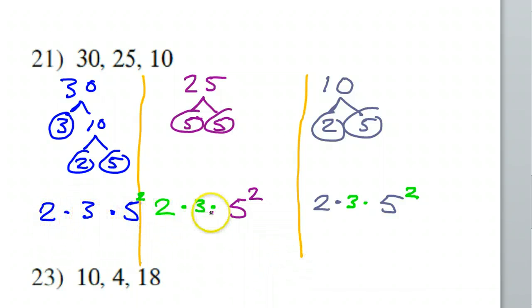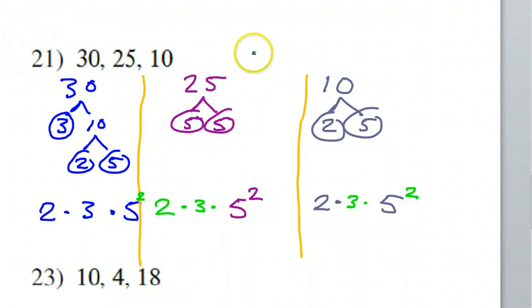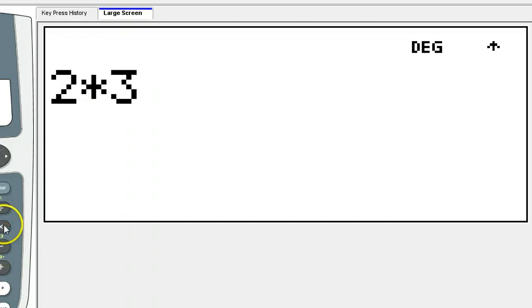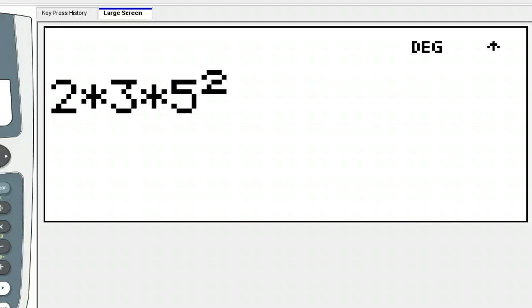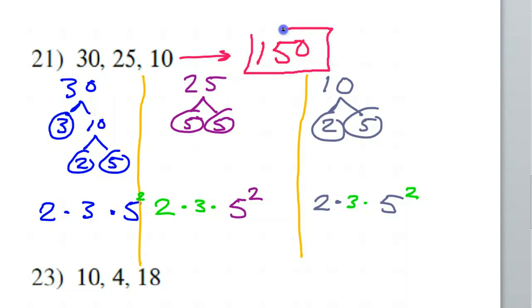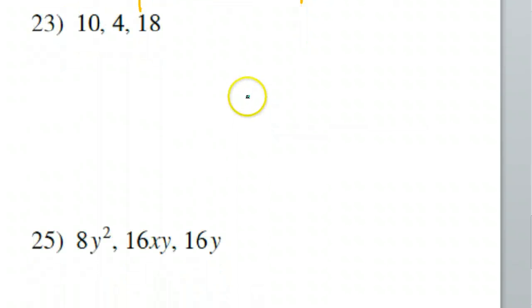2 times 3 times 5 squared. 2 times 3 times 5 squared. They're all the same. That means we have now found the least common multiple. So the least common multiple is whatever 2 times 3 times 5 squared is. That's 150. So the least common multiple is 150. Brilliant, my friends, brilliant.